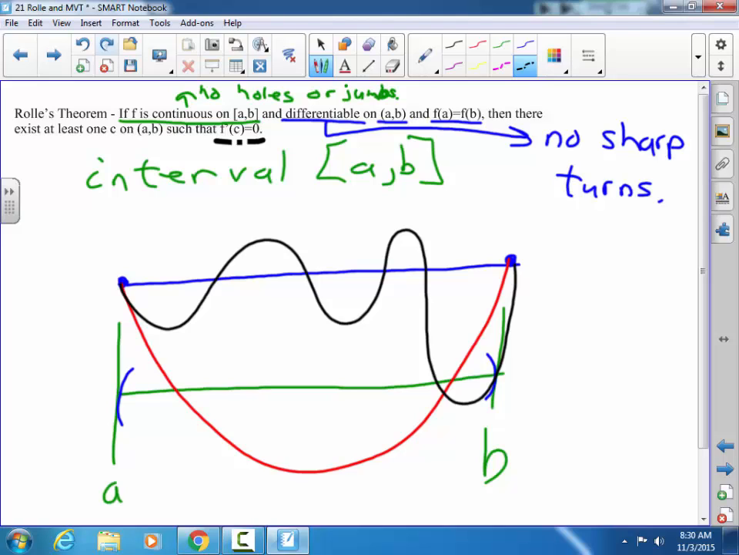The derivative is 0. That's what we know. There has to be a point in there somewhere such that the derivative equals 0. So look at this blue, red, and black line and see if you agree that the derivative has to be 0 somewhere.